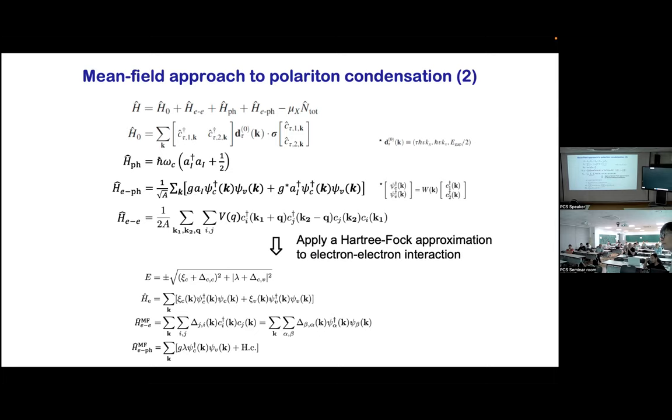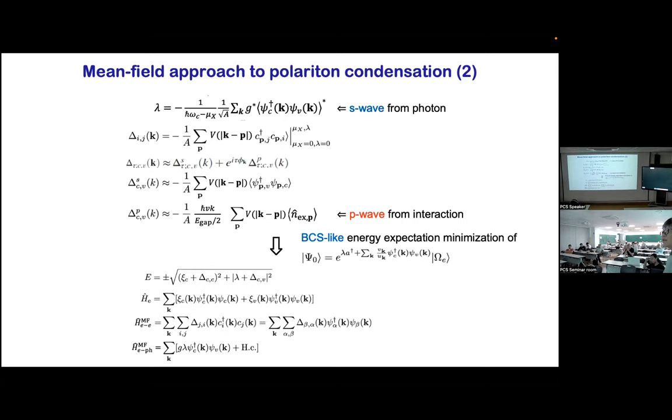Here, we apply the Hartree-Fock approximation to both the electron-electron interaction and the electron-photon coupling. The way we do that is to minimize the energy expectation value for the BCS-like wave function. That condition gives us the way to work out all the values for the exciton pairing and the photon density expectation value.